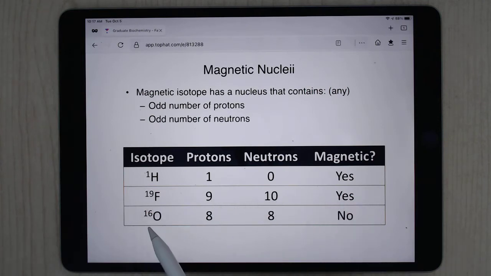For something like oxygen, we have an even number of protons and an even number of neutrons, so it's not magnetic. Okay, so we aren't going to be able to look at oxygen-16 inside of an NMR, but we would be able to look at hydrogen, regular hydrogen, and fluorine-19.